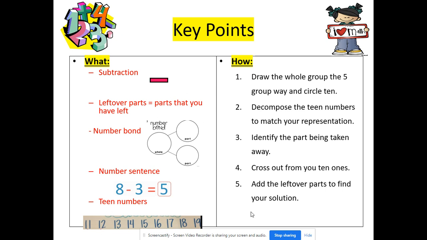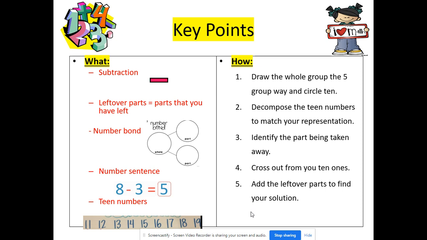So how are we going to be successful? Well, first we're going to draw the whole group the 5 group way and circle 10. Second, we're going to decompose the teen numbers to match your representation. Third, we're going to identify the part being taken away. Fourth, we're going to cross out from our 10 ones. And then finally, we're just going to add our leftover parts to find our solution. So let's go ahead and start.